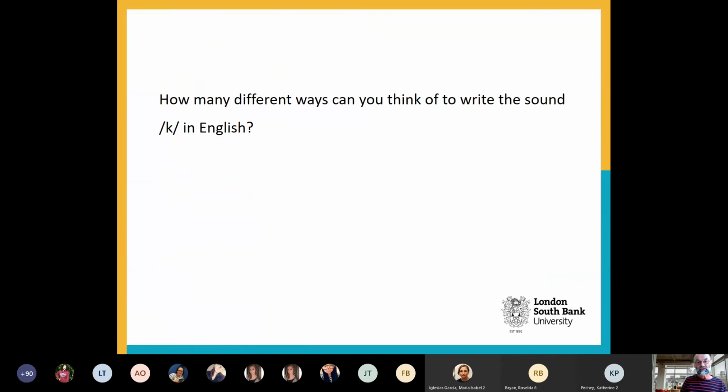Okay, so here we go. I'm going to stop here. We're going to have a think about this. How many different ways can you think of to write the sound? Now the sound here is k, as in the initial sound of Catherine's name. So how many different ways can you think of to write the sound?